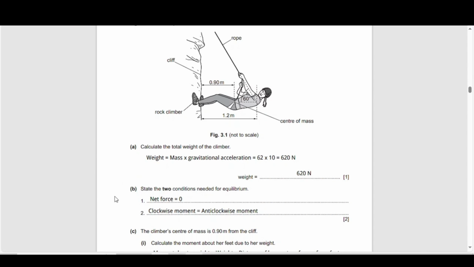The other condition, obviously, is that the object cannot rotate. There can be anti-clockwise and clockwise moments, just like there can be different forces acting on an object, but they have to balance each other out. That is, the clockwise moment has to be equal to the anti-clockwise moment.